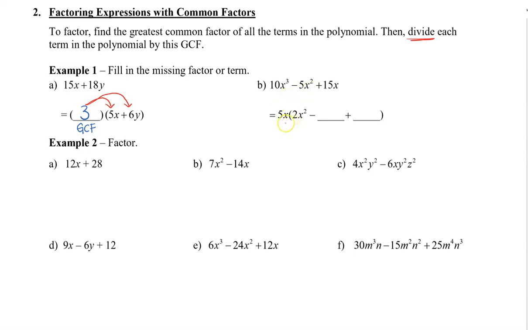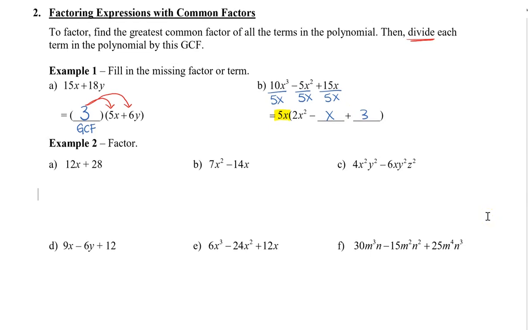So this time, the greatest common factor is already shown. It says that it is 5x. So what we're going to do to help you, we're going to divide each term by 5x. So 10x cubed divided by 5x is 2x squared. 5x squared divided by 5x is simply just x. And then 15x divided by 5x is 3. So 15 divided by 5 is 3, and the x's cancel off. And that's what goes in the blank.